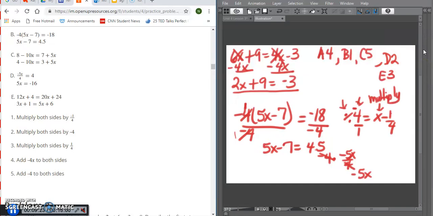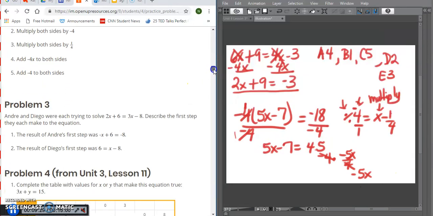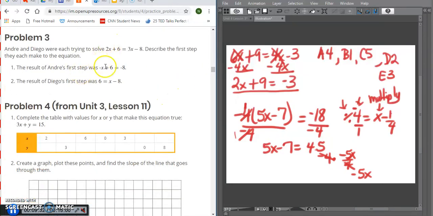All right, and then problem number 3. Problem number 3 was pretty simple.